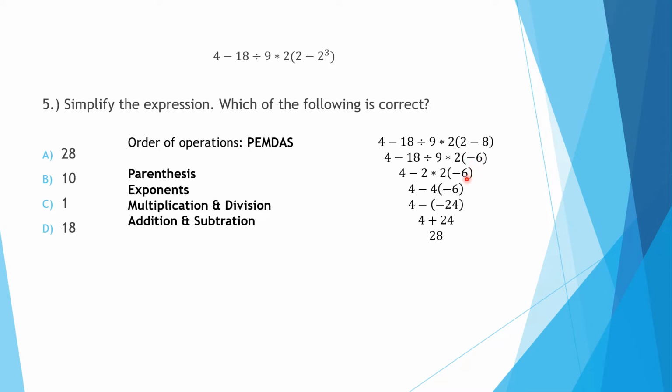After that, we're looking for multiplication and division, whichever comes first, left to right. So our 18 divided by 9 will simplify to 2. Then we'll do more multiplication. 2 times 2 is 4, and more multiplication. With the 4 having a negative in front of it, we're going to multiply by the -6 to get -24, and then 4 minus negative, that double negative will give us positive, giving us our last addition and our solution.